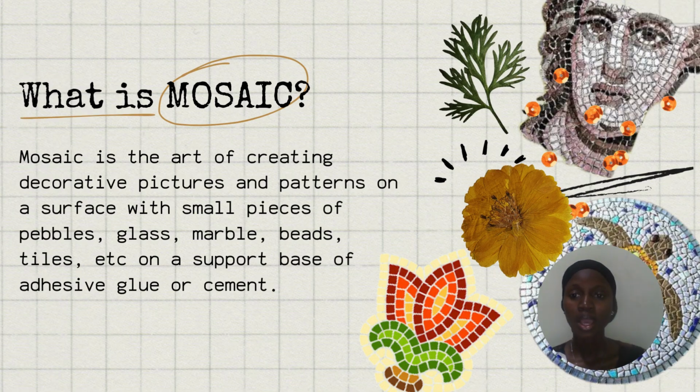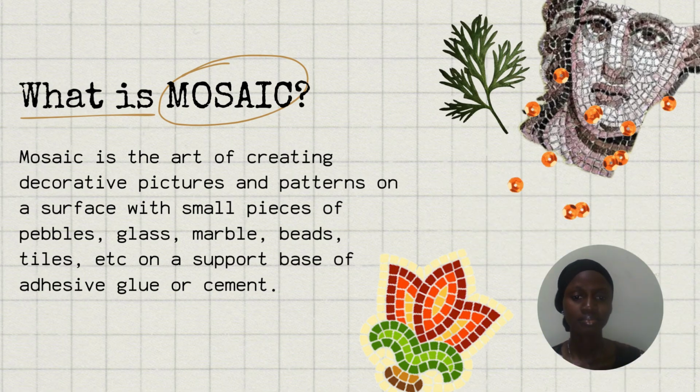What is mosaic? Mosaic is the art of creating decorative pictures and patterns on a surface with small pieces of pebbles, glass, marbles, beads, tiles, and so on on a support base of adhesive such as glue or cement. Now, in mosaic production, we make use of all these hard materials such as stones, glass, beads, buttons, and so on. And we make use of cement or glue to hold them together on a supported base. The base we're talking about is either wood or metal.